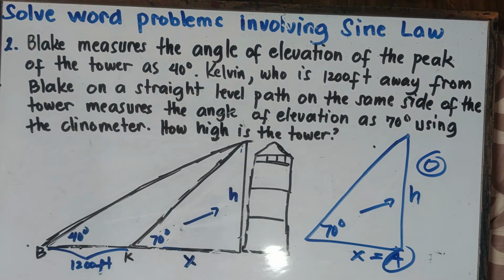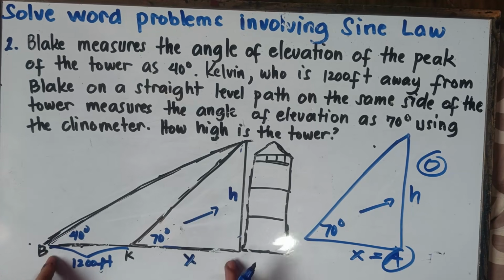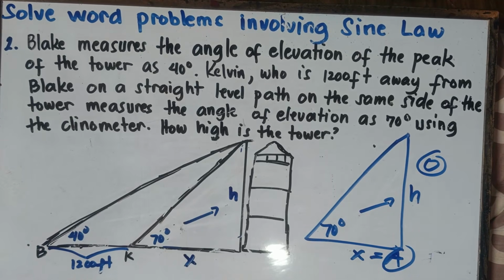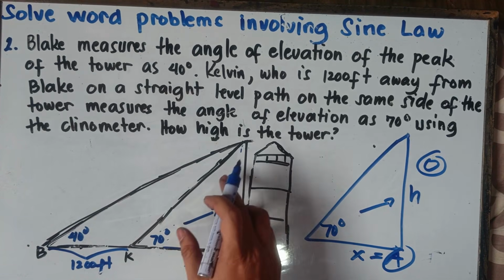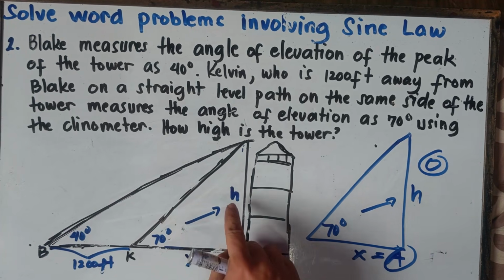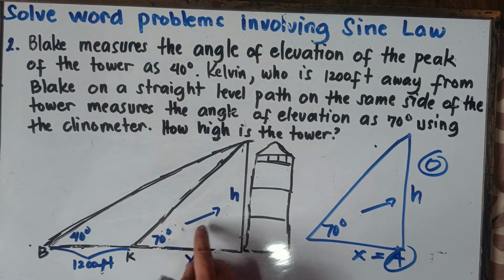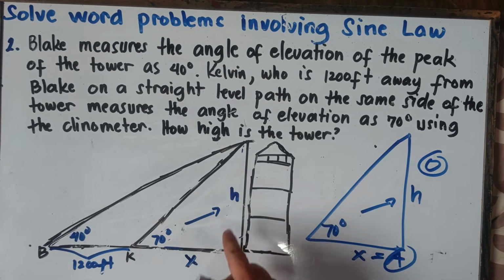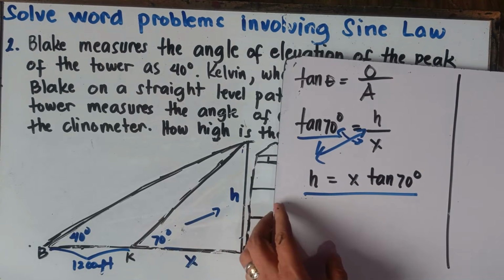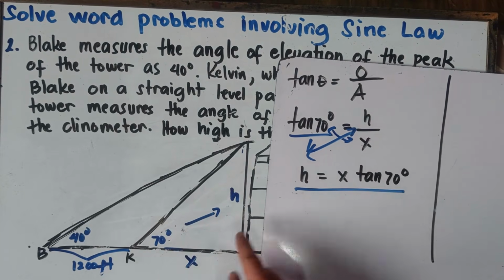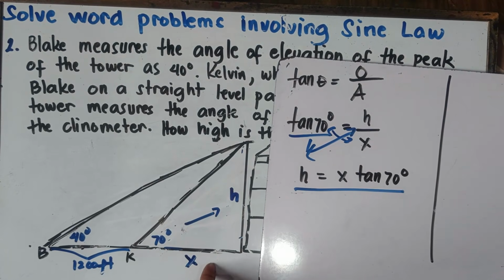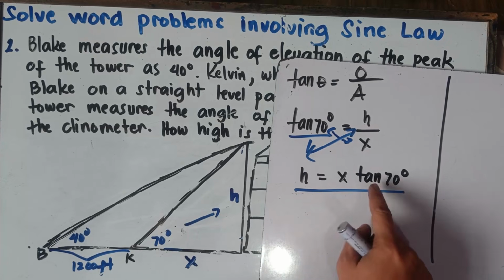Now, how about this one, class? Once again, let me draw this one, and I hope it's clear for you. We find h using this one. We have opposite and then adjacent, as I said a while ago. We have opposite, this one right here, h. Adjacent is x. So therefore, we can say h is equal to x tangent 70 degrees.